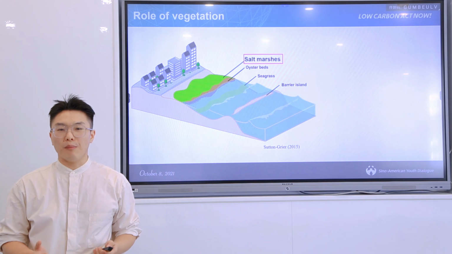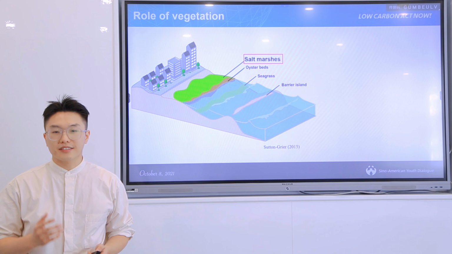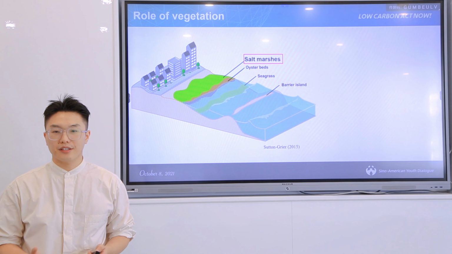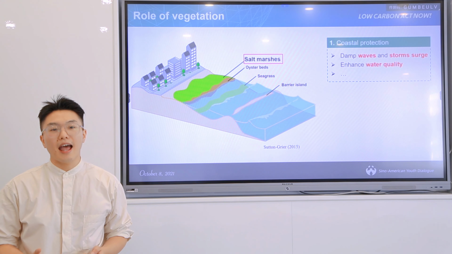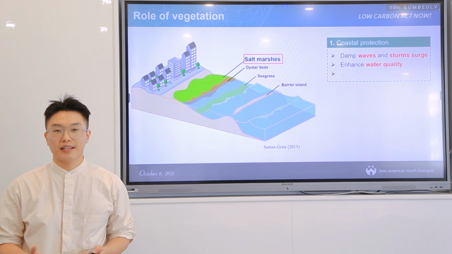First, what do you know about coastal vegetation? In fact, coastal vegetation such as salt marsh and seagrass mainly play two roles. First, they can dampen the impact of waves and storms, and when given the right condition, they can grow along with sea level rise.